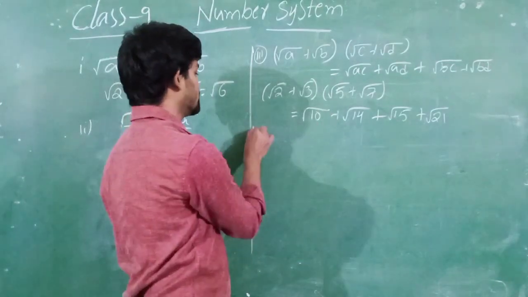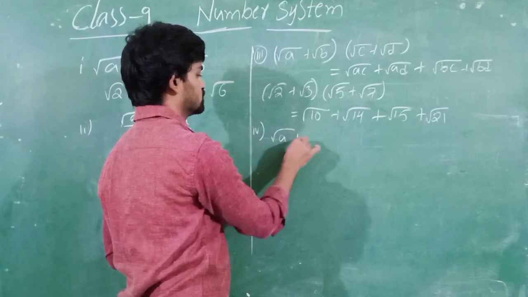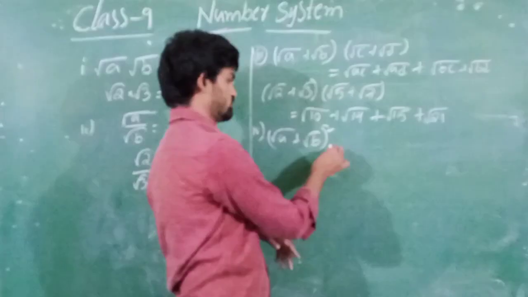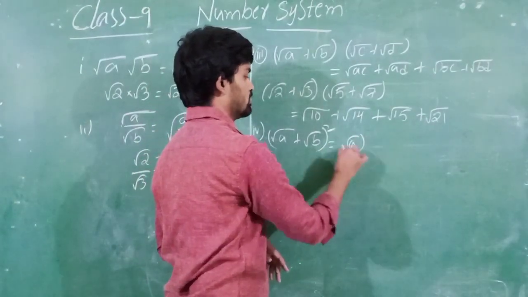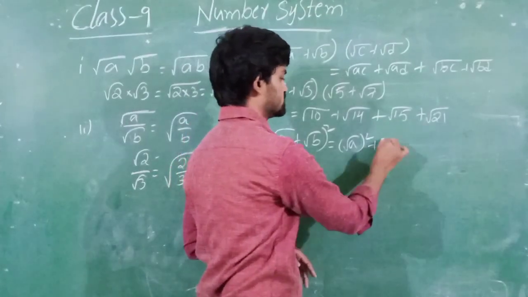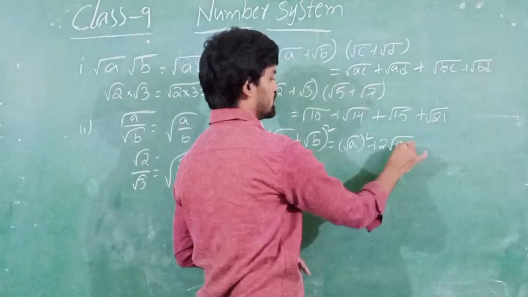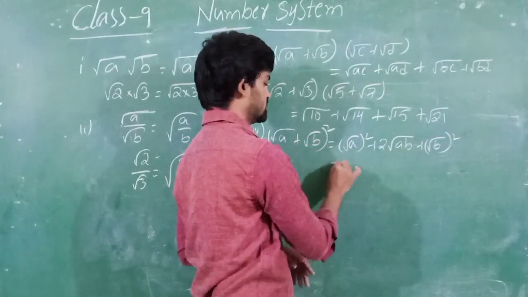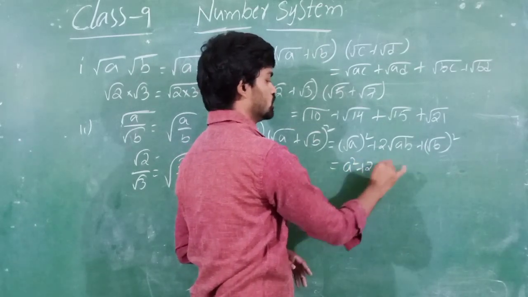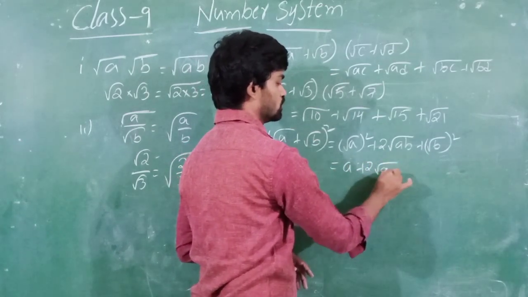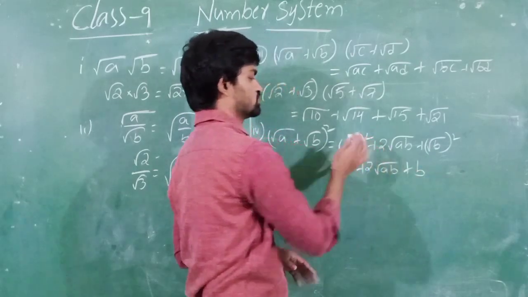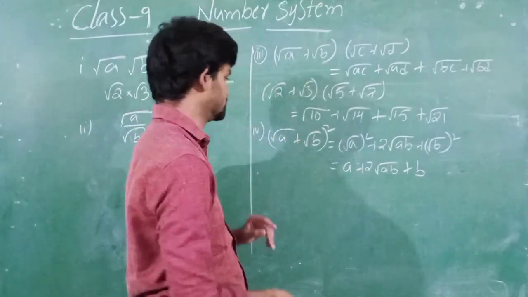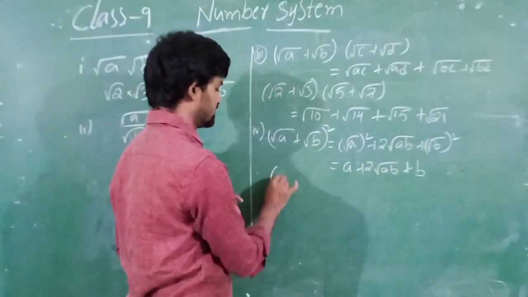Next, we have a plus b whole square: root a plus root b. This you are very familiar with. Root a plus root b whole square is root a whole square plus 2 into root a into b is root ab plus root b whole square. Now here square and root gets cancelled. We will get a plus 2 root ab plus b, because square and root gets cancelled, there will not be any square. So a plus 2 root ab plus b. This you know to expand like this, but still I am writing one example.